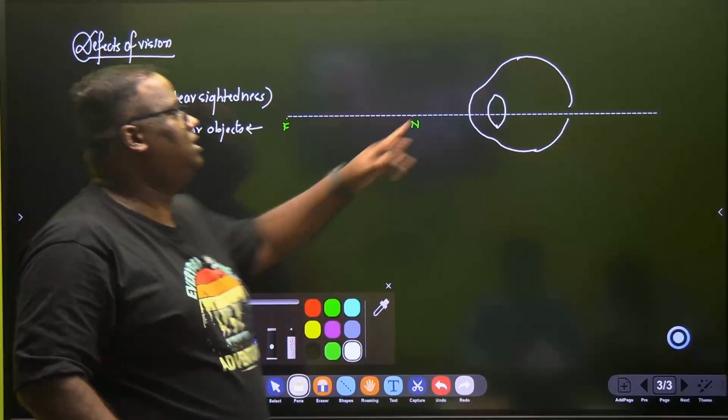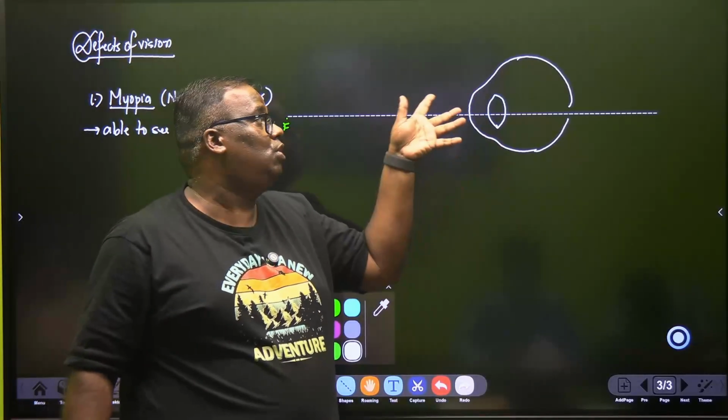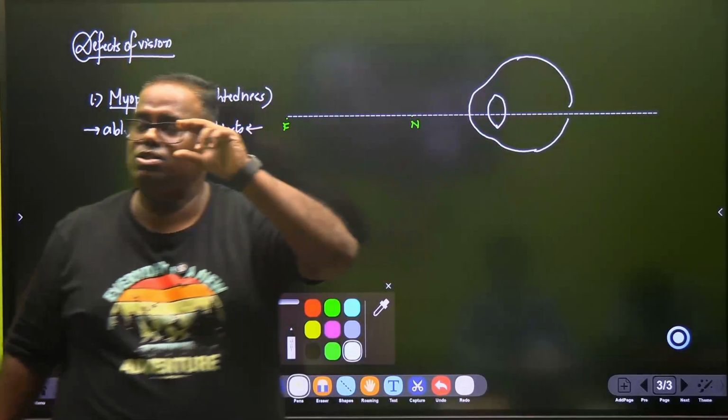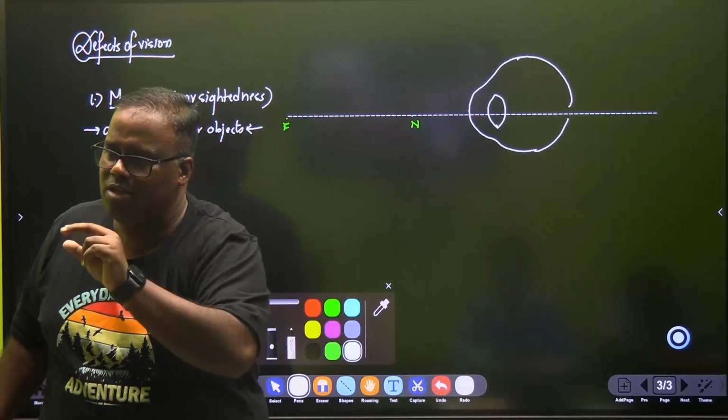The cornea itself is also a convex surface which will also converge the rays. And the eye lens will do the remaining part of the convergence.